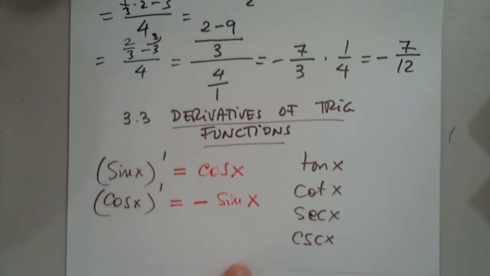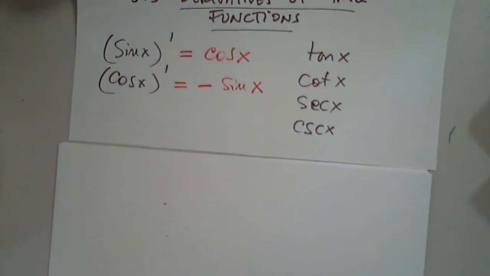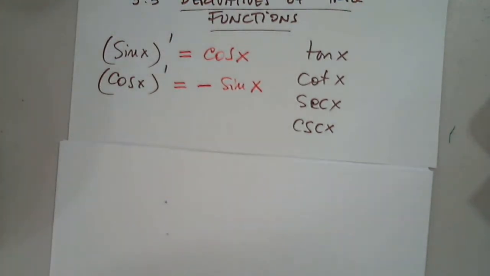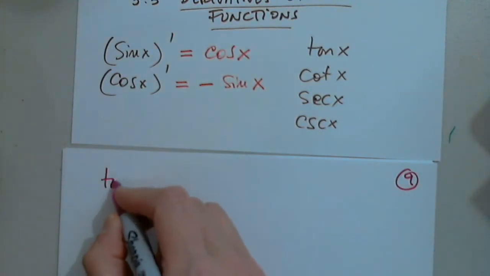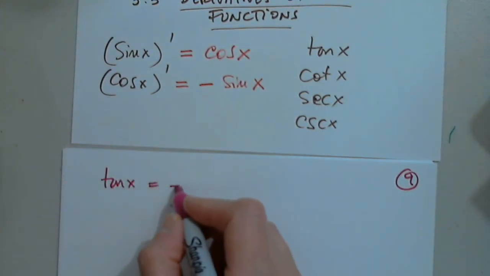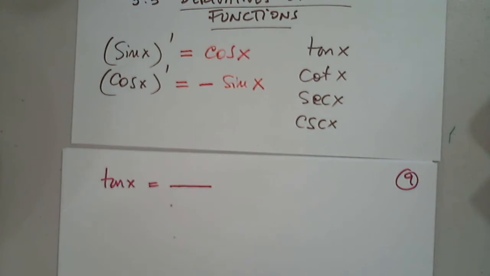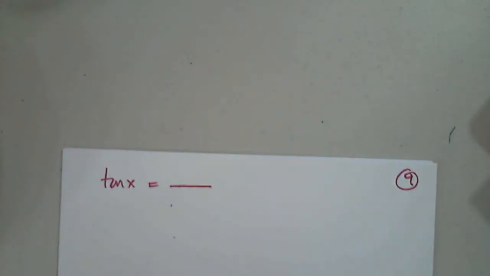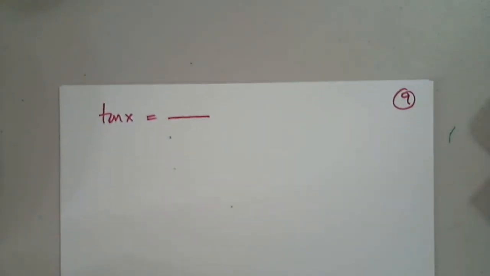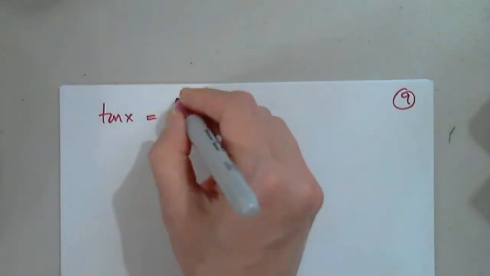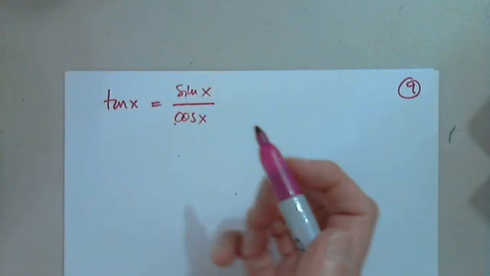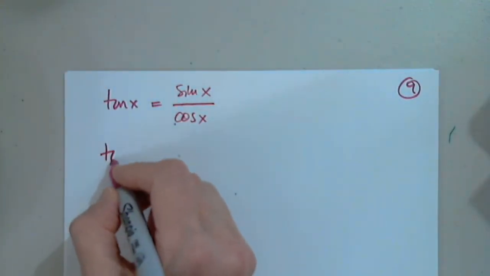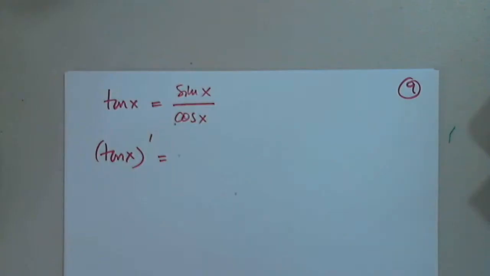Which one would you like to prove? Tangent. Tangent, very good. Tangent is a very good one. Tangent x. Does anyone remember what tangent x equals? Sine x over cosine x. Good. So this is what? Which rule will I apply to determine tangent prime?